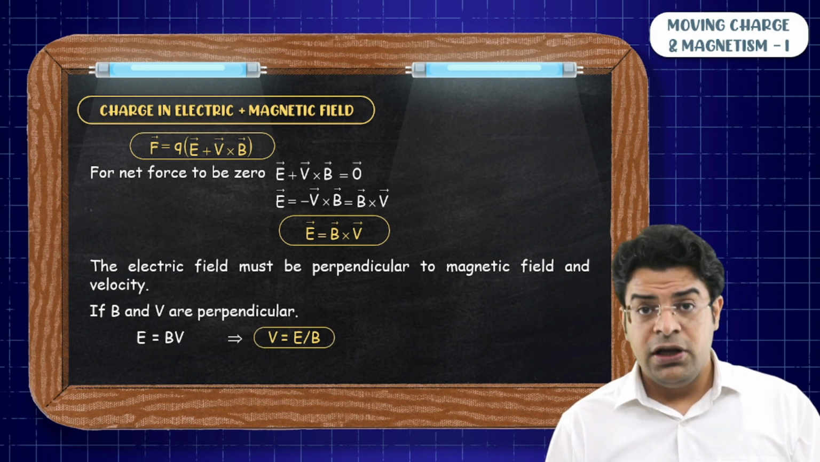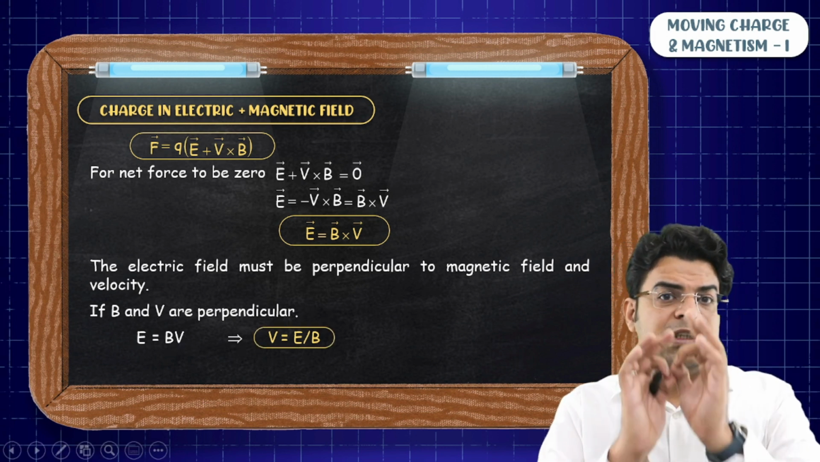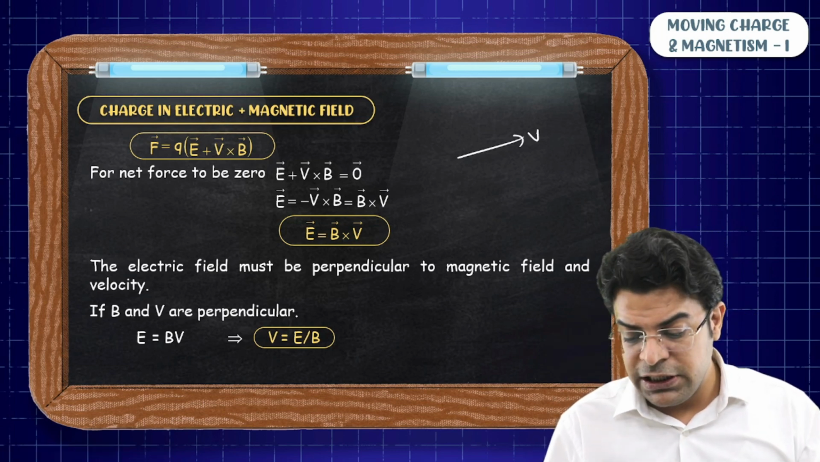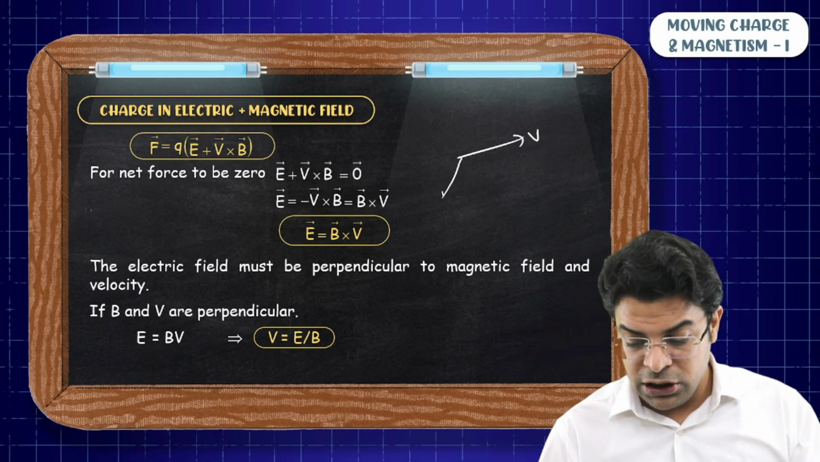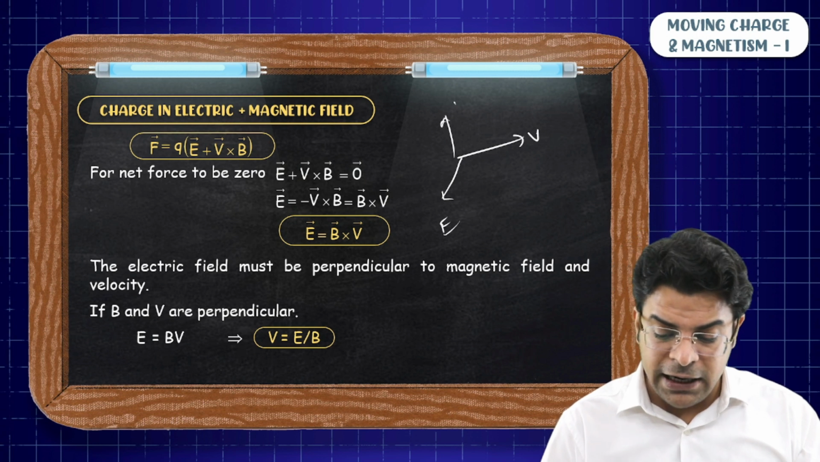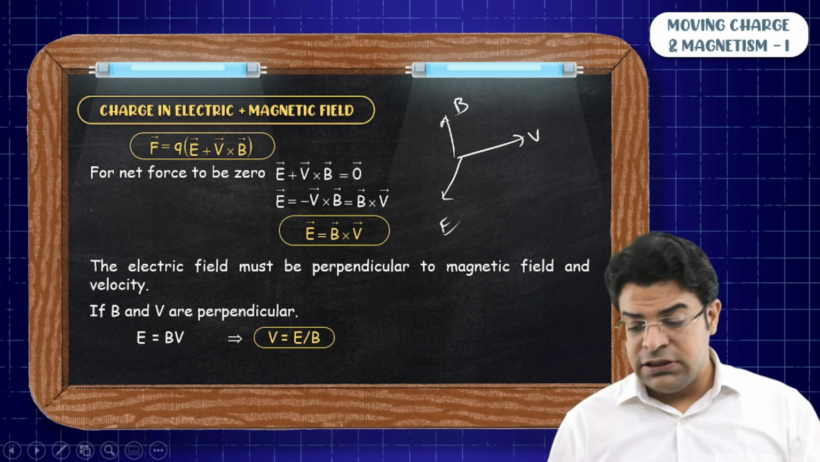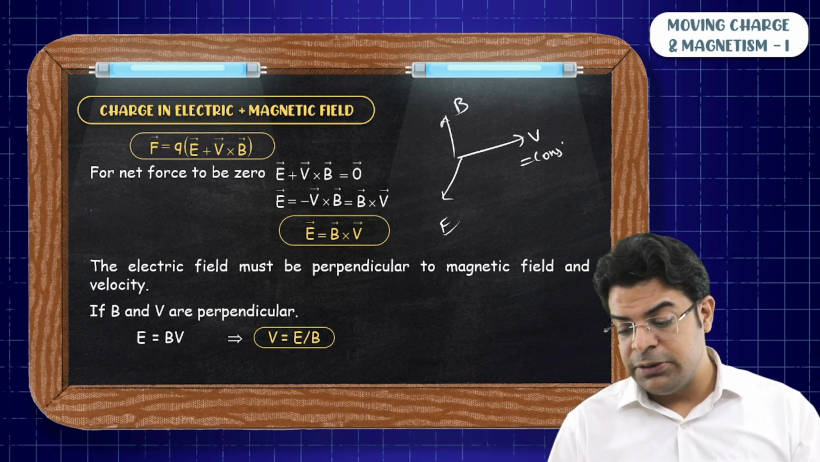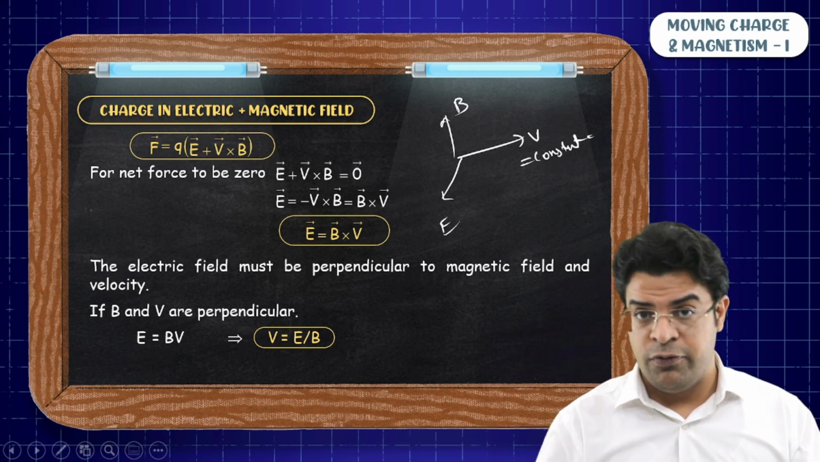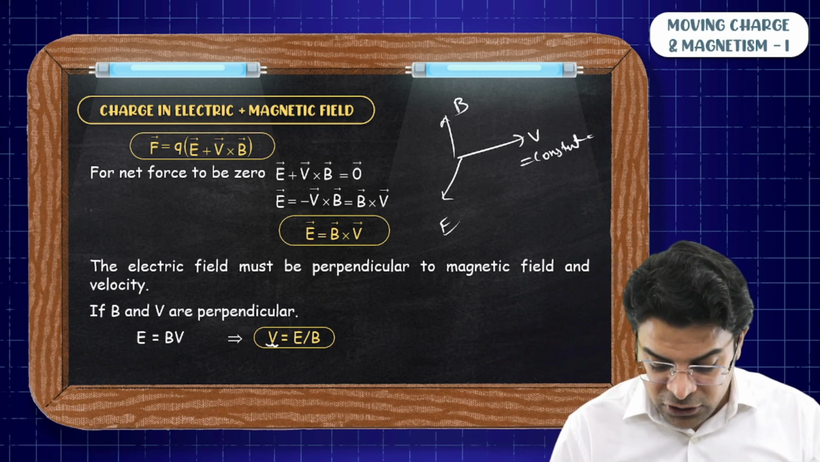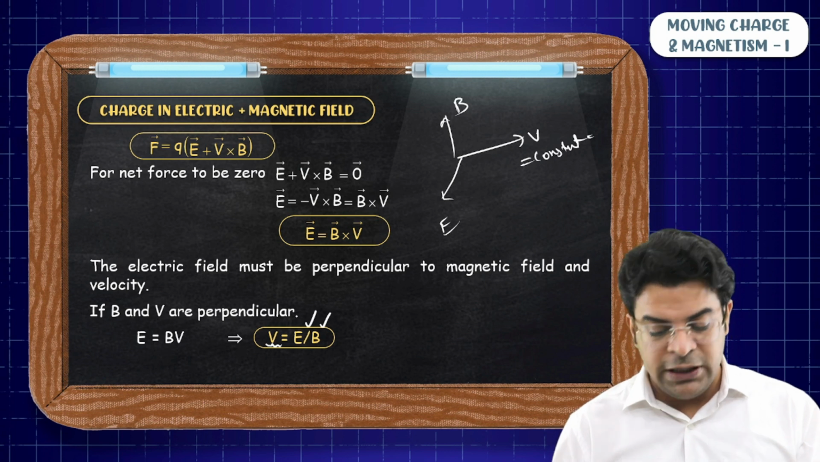So if the charged particle moves in such a way that the velocity is perpendicular to both electric field and magnetic field, and the charged particle moves with a constant velocity, means not accelerating, means zero net force, then the velocity of the charged particle must be equal to E by B.